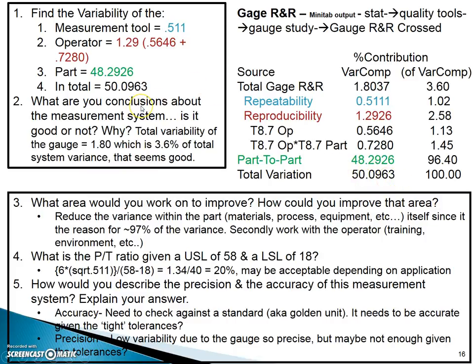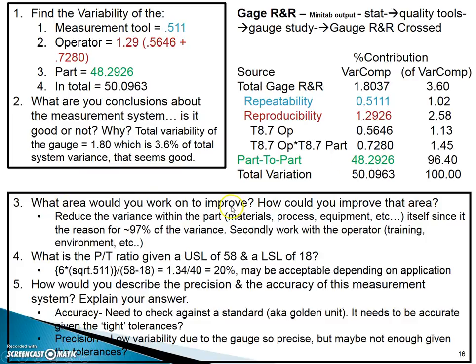Okay, so what are our conclusions about this measurement system? Is it good or not? Why? If I look at total variability of the gauge, total variability is 100%. Variability due to the gauge, the measurement system itself, both the tool and the operator, is 3.6% of the total. So probably that seems pretty good. In the examples we've done, that's the lowest percent of total variance attributed to the gauge system of any of the examples that we did. So that's probably pretty good. Looking at it in that context, I would say that's good.